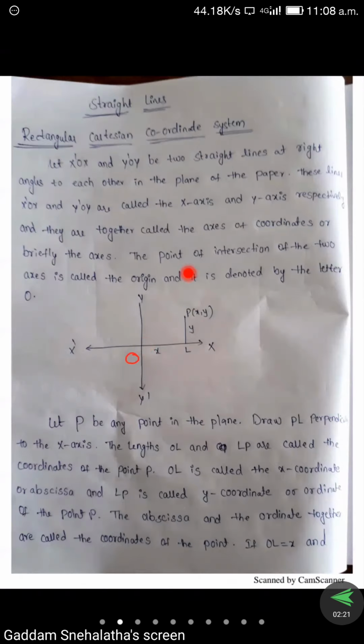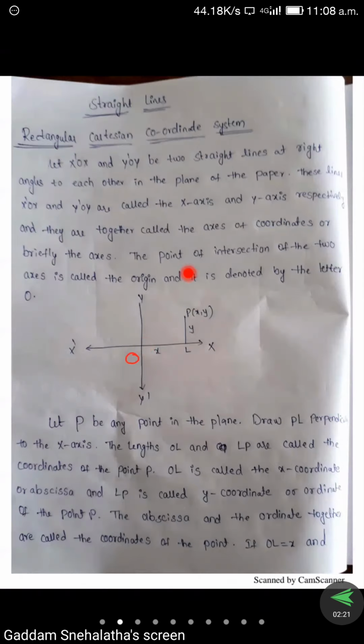So the abscissa and the ordinate together are called the coordinates of the point. So here this is abscissa and this is ordinate. Together, this point is called the coordinates of this point. This point is P. So for P we have these 2 values. The length of abscissa is x. The length of the ordinate is y. So that's why P of x comma y.